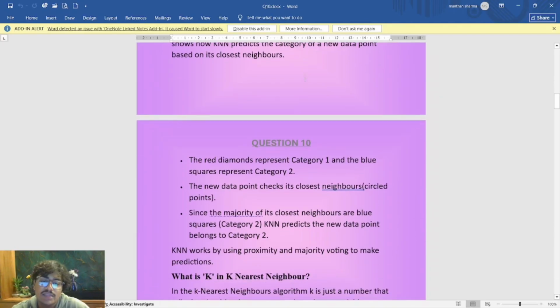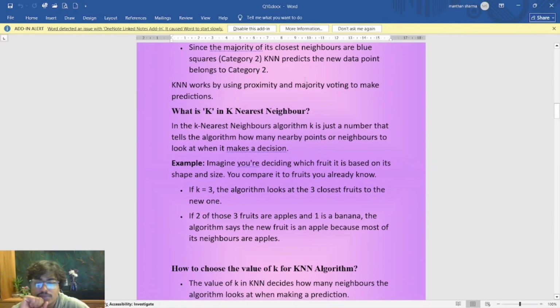So, what is the K in KNN? K is simply the number of neighbors the algorithm considers. If K is 3, it looks at the three closest data points. If two out of those three points belong to a class, the model chooses that class. So K plays a crucial role in determining prediction accuracy.